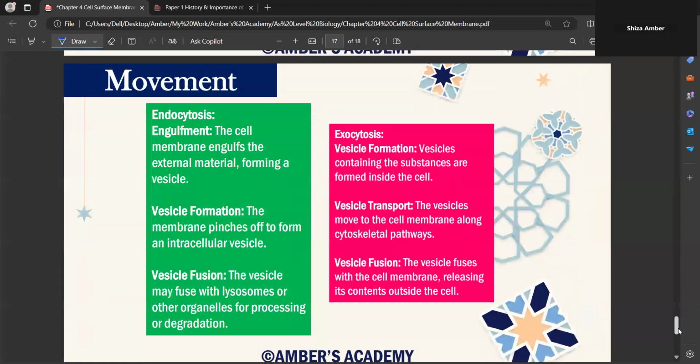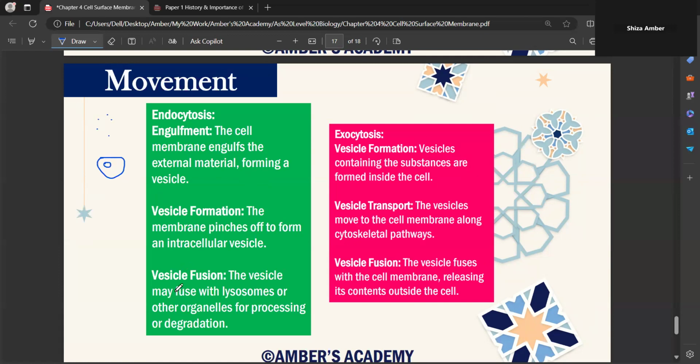They release their contents to the outside environment, and this is how exocytosis takes place. But this is not it. You need to remember the steps for endocytosis and exocytosis. For endocytosis, the cell membrane engulfs the material from the external environment and forms a vesicle. For example, if this is the material in the extracellular part, when it approaches the cell, all of this material will become a vesicle. The second step is vesicle formation: the membrane pinches off to form an intracellular vesicle.